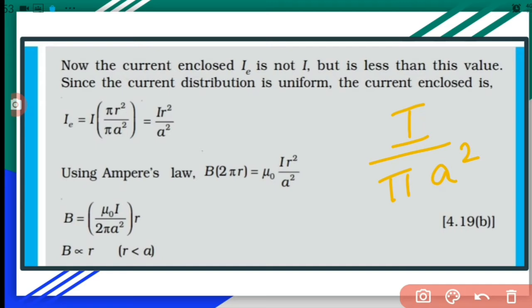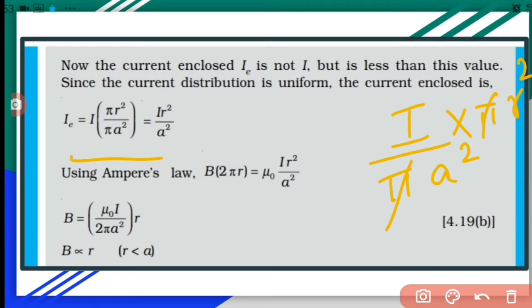So what is the current enclosed by radius R? It will be current per unit area into the area of the Amperian loop, that means the area of the Amperian loop of radius R. That means I by pi A square into pi R square. So that will be the current enclosed by the Amperian loop. Here pi and pi get cancelled and we have I into R square by A square. So I_E is equal to I into R square by A square.